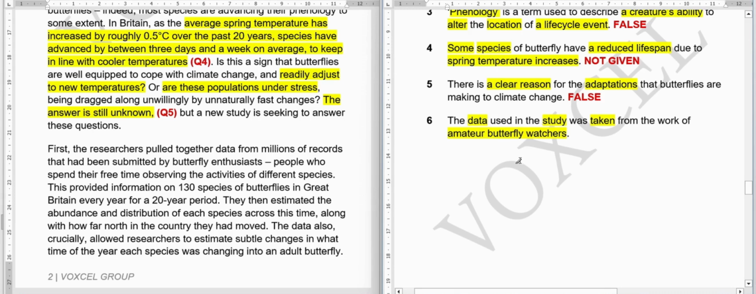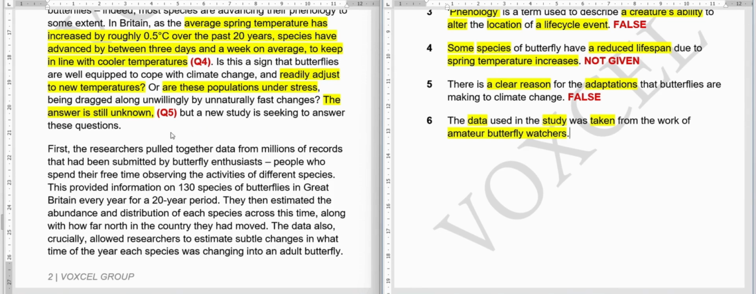So the answer will be true when, yes, data was taken from amateur butterfly watchers. It will be false when the data was taken from the work of professionals, not amateurs, like people who do this for a living. And it will be not given when either we don't know what kind of data was used, or we don't know whose data was used for the study. If we don't know about that, we will say the answer is not given. So here the paragraph ended.